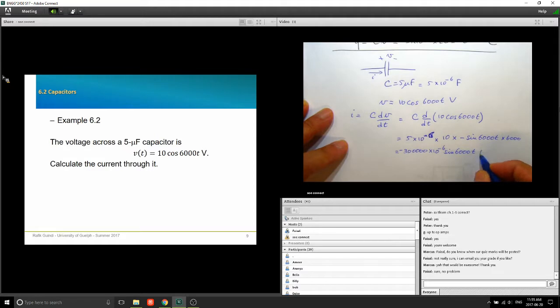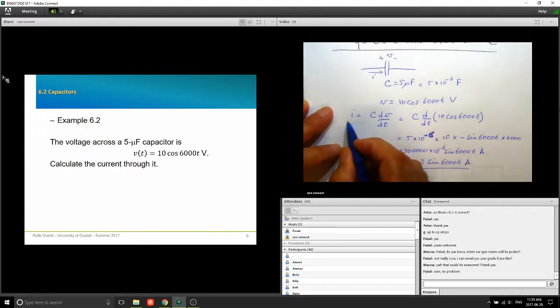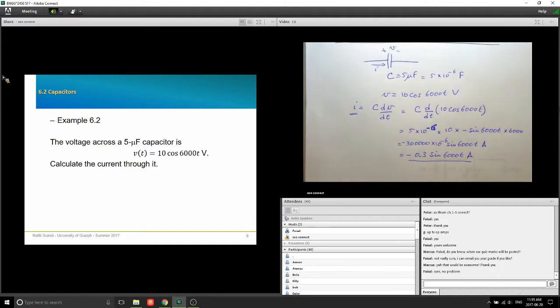Okay, that's in amps. And what do I have here? 1, 2, 3, 4, 5. So that's minus 0.3 sine 6000 t amps. Okay? So I equals C dV/dt. You do the math, you get the equation for I.